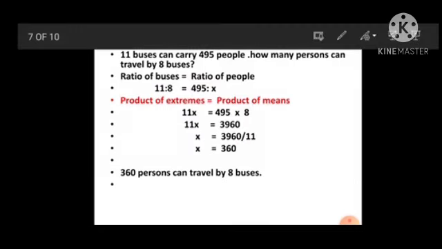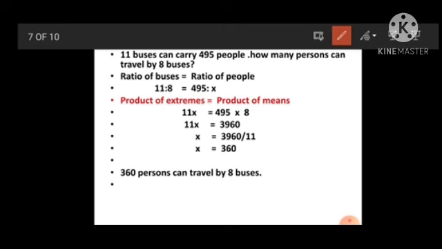So the next example is: 11 buses can carry 495 people. How many persons can travel by 8 buses? Now again we write the first ratio of buses equal to the ratio of people. We want the same unit. So 11 is to 8, the ratio of buses, and the ratio of people, 495 is to x, because suppose that x persons travel by 8 buses.